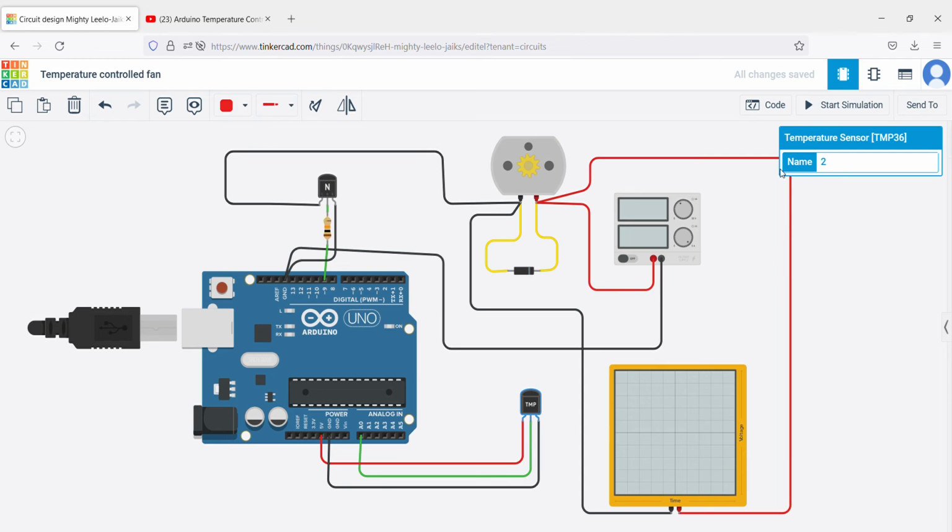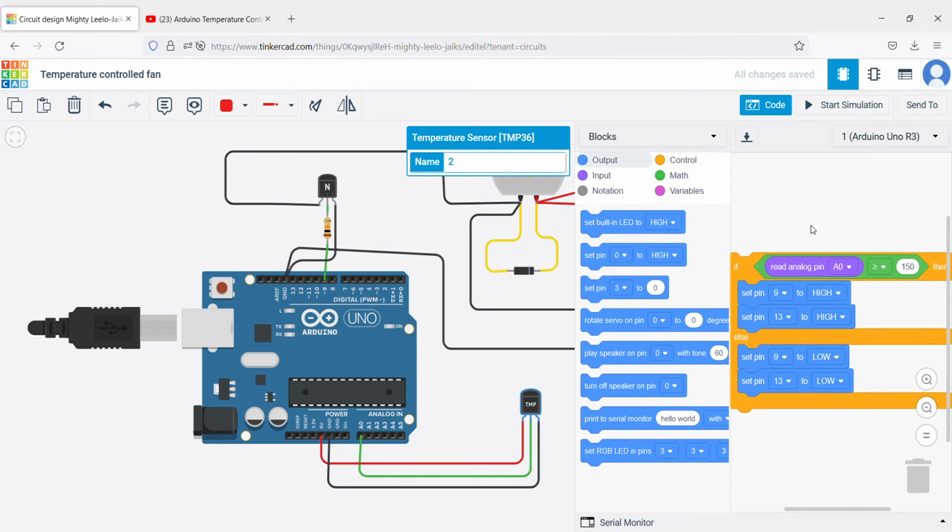So let us look at the code for this circuit. If the reading of the analog pin A0 is greater than a certain value, 150, then I'll set pin 9 and 13 to high. Pin 9 corresponds to the motor, while pin 13 corresponds to the built-in LED. So if the reading exceeds this value of 150, then the motor will start to rotate and the LED will also start to glow. Now this value of 150 is something that I came up with by trial and error.